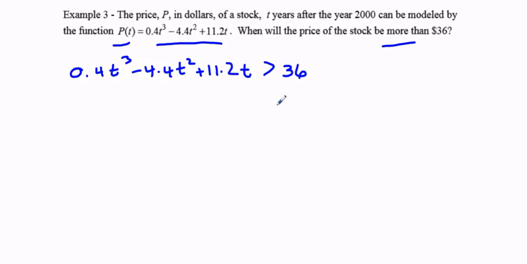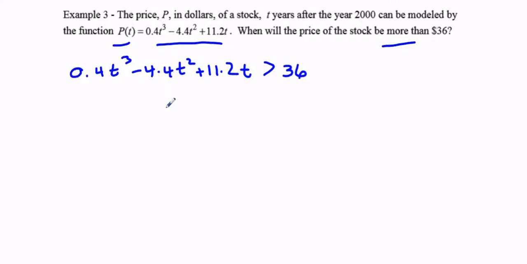at least $36, you would have put an equal sign with this inequality. If I had said, when will the price of the stock be less than $36, of course your sign would be the opposite. When will the price of the stock be at most $36? You would have less than or equal to. Okay, so the wording can be tricky, so read it a couple of times just to make sure you've got the right sign.